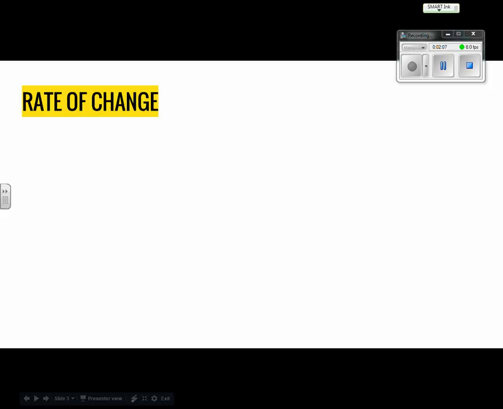But now I want to talk about rate of change. Rate of change is just another term for slope. And oftentimes we use rate of change in story problems when we have some kind of application to what our slope is representing. Another term for slope.